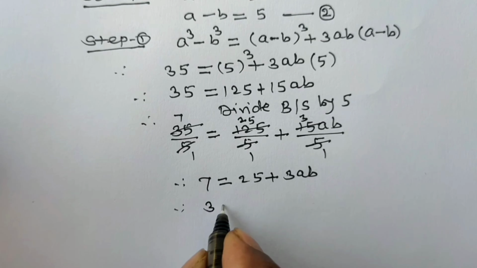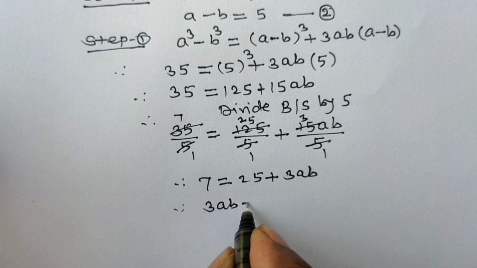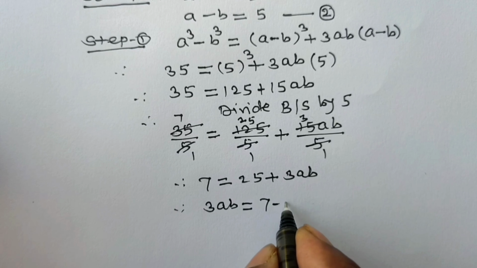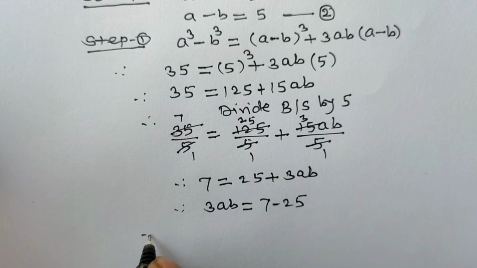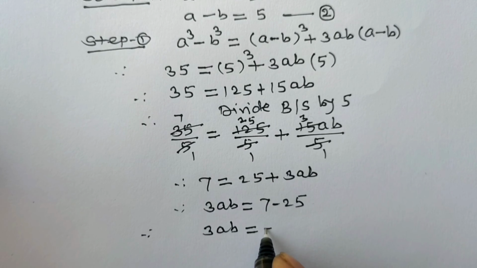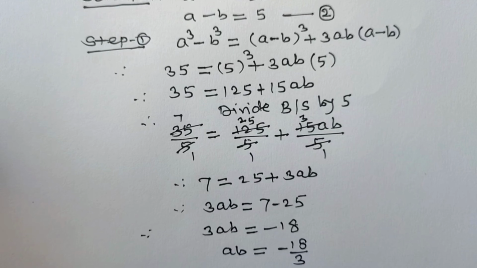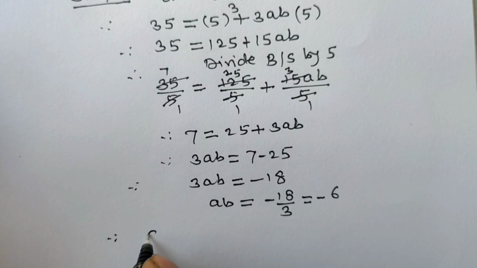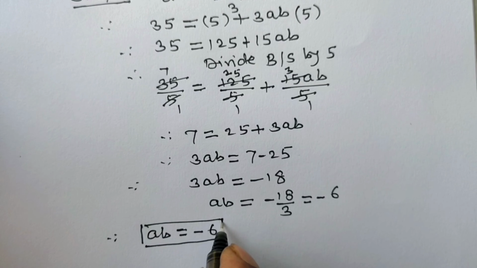Hence, 3ab is equal to 7 minus 25. Hence, 3ab is equal to minus 18. a into b is equal to minus 18 divided by 3, that is minus 6. Hence, ab is equal to minus 6. This is the value of ab.